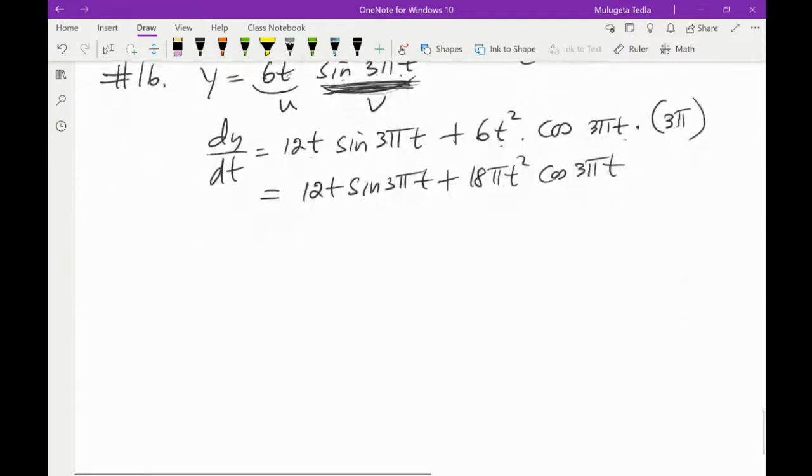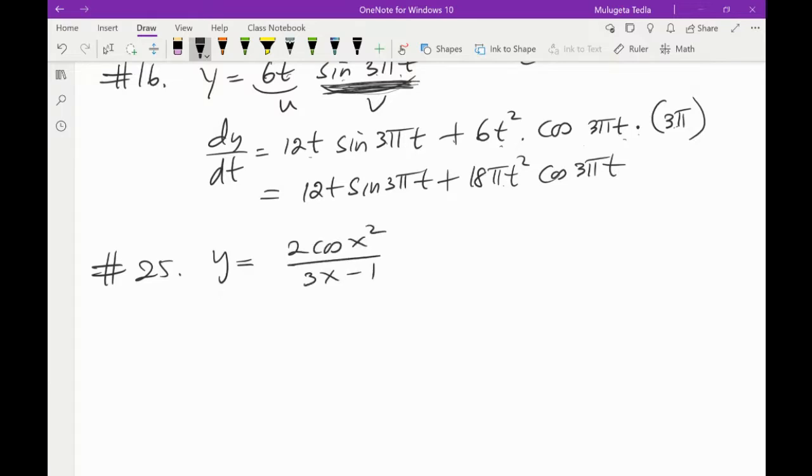So I want to do one example of the quotient rule. Like number 25, for example. I know it's an odd number, but it's a good example for the quotient rule. So you know that this is u over v, right? The derivative is the top derivative times the bottom minus the top times the derivative of the bottom, over the bottom squared.